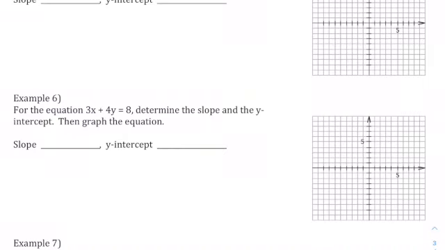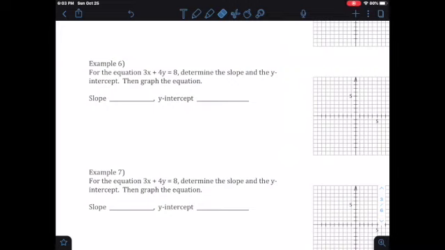Example 6. For the equation 3x plus 4y equals 8, determine the slope and the y-intercept, then graph the equation. Now, one important thing here is you have to remember this problem is not in y equals mx plus b form. So what we have to do is change it.